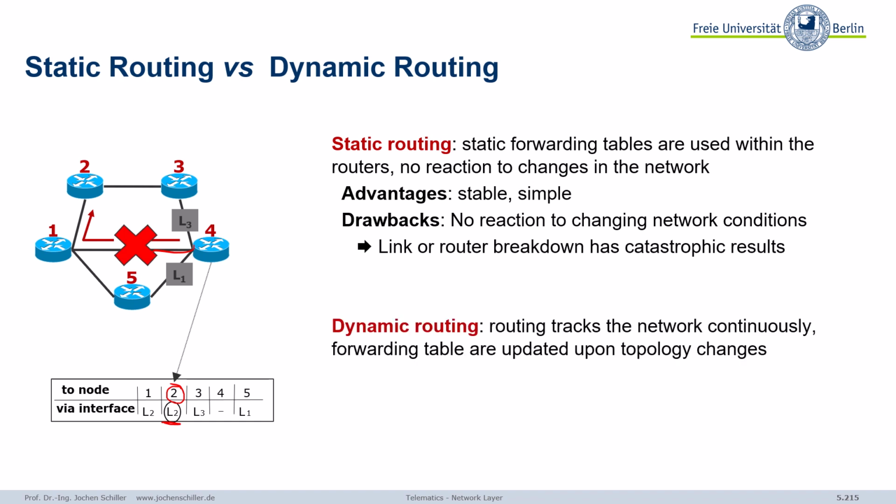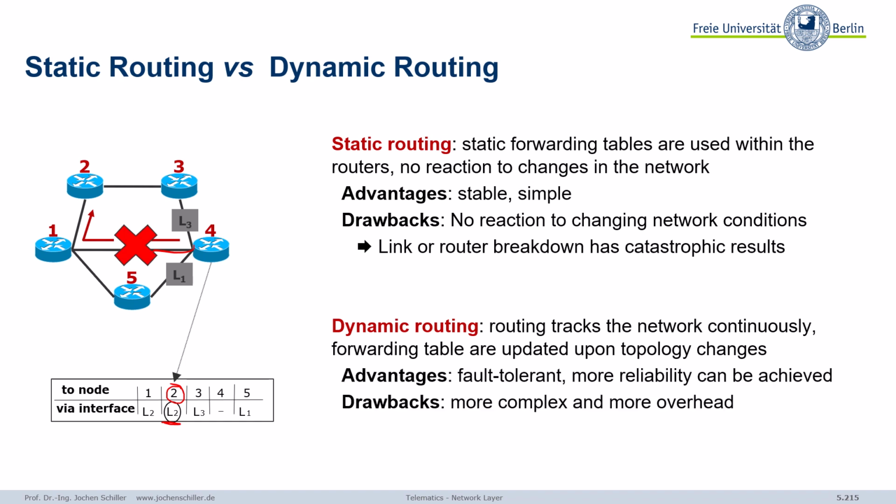We always use dynamic routing, so we have to track the network continuously. Yes, this is some overhead, but that's the only way to be fault tolerant and have a higher reliability. Yes, it's more complex and you have more overhead, but how else should you react to failures of links? So typically we favor dynamic routing, and static you cannot use in larger networks. Maybe for small networks or fixed configurations you could do this, but in real larger networks you have to go for dynamic routing.